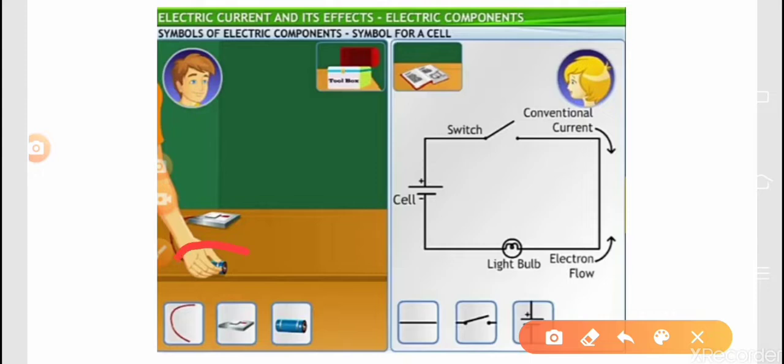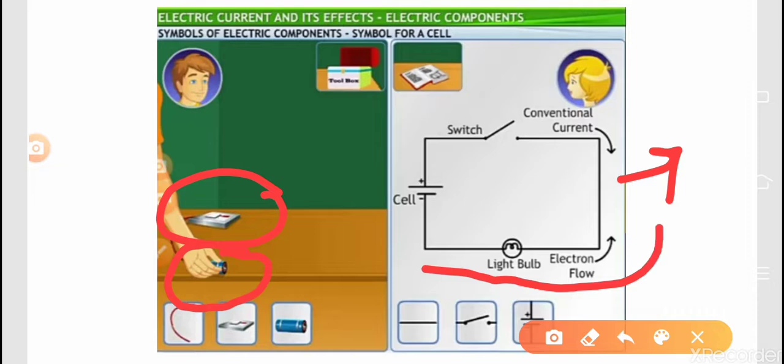When we join all the electric components, that is a cell or battery, switch, and bulb, with a wire, when we join all these components systematically, that is called a circuit, and we can represent it through a diagram. This type of diagram is called a circuit diagram.